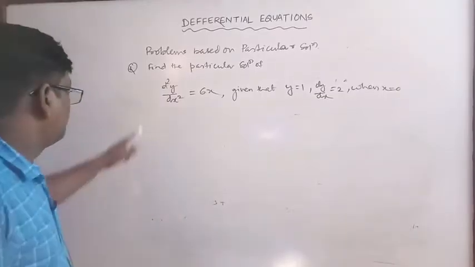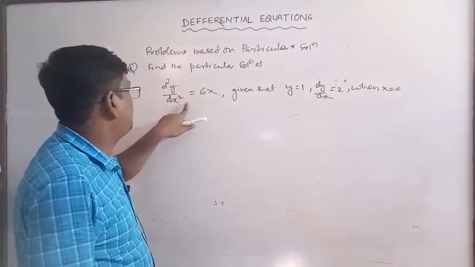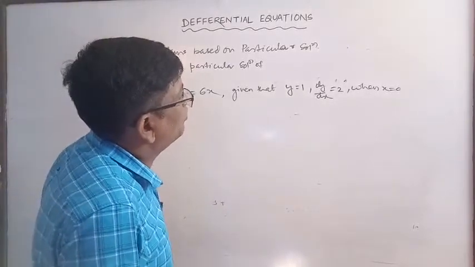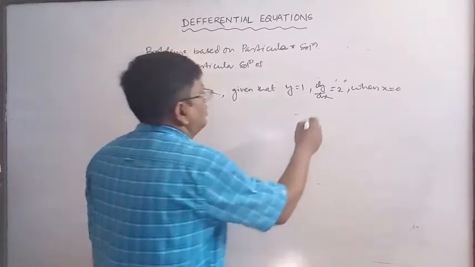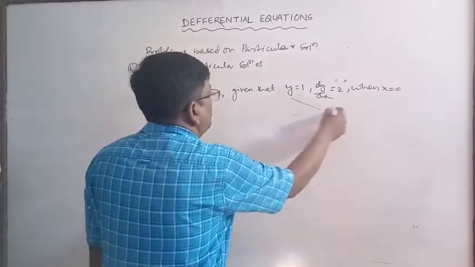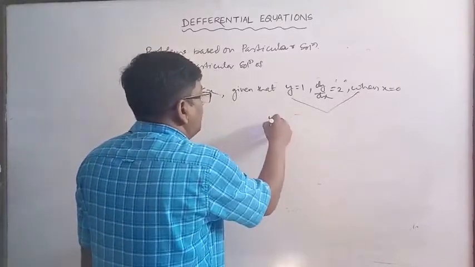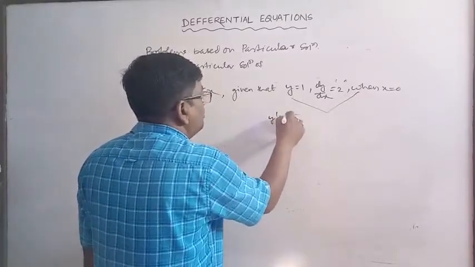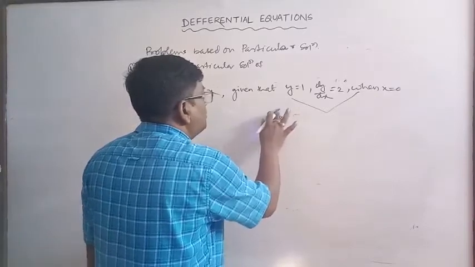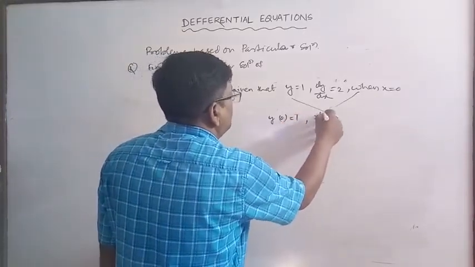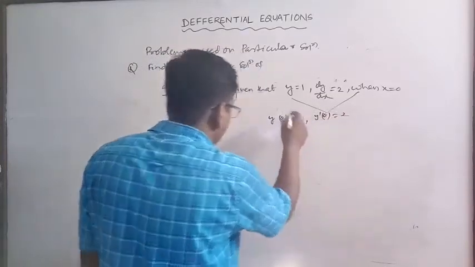Now one more question. Find the particular solution of d square y by dx square is equal to 6x, given that y equal to 1 and dy by dx is equal to 2 when x is equal to 0. This condition is equivalent to y of 0 is equal to 1 and y dash of 0 is equal to 2. Same thing.